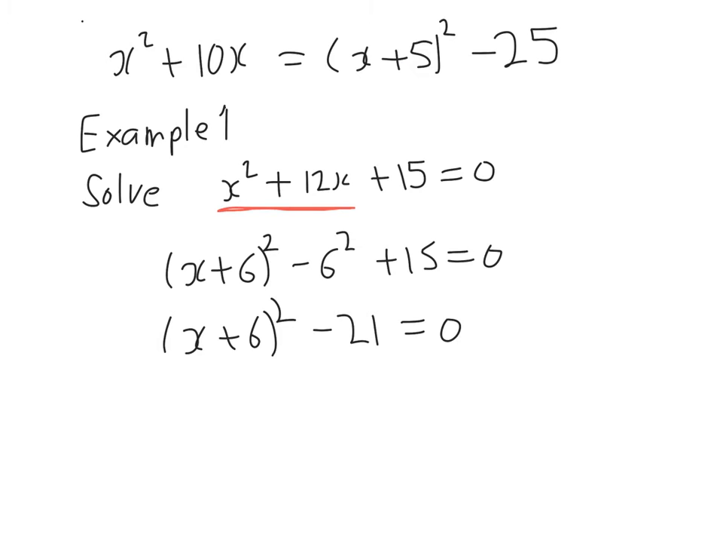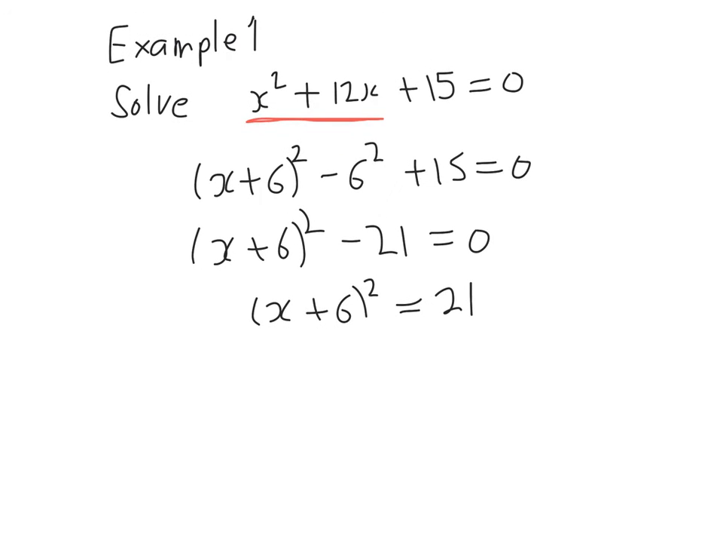So how do we solve that? Well, what we can do is bring the 21 and add 21 to both sides, leaving the 21 on the other side. And from there, if x plus 6 all squared gives 21, then by square rooting both sides, we could say that x plus 6 is equal to the square root of 21.